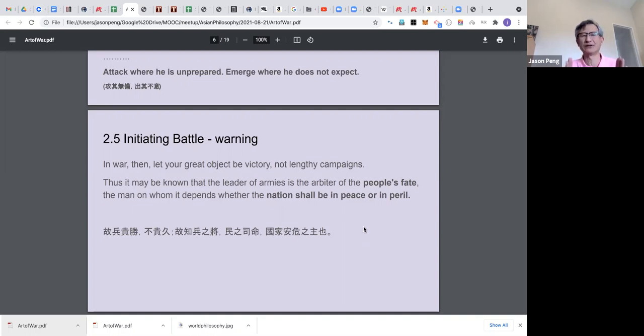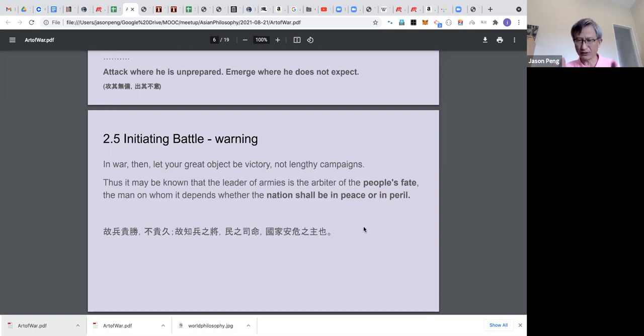I think Pin or somebody already mentioned this one. In war, let your great object be victory, not lengthy campaigns. So your only goal is victory. If you go to war, not the lengthy campaign. If you take too long, that's the problem. So thus it may be known that the leader of the army is the arbiter of the people's fate, the man on whom it depends whether the nation should be in peace or in peril.